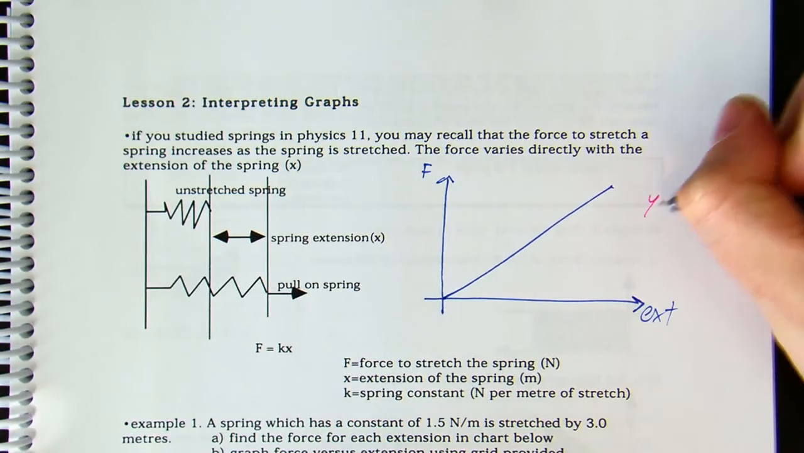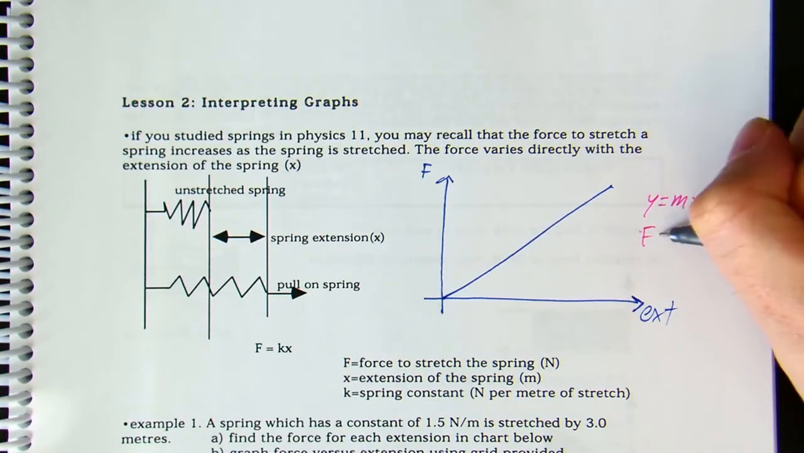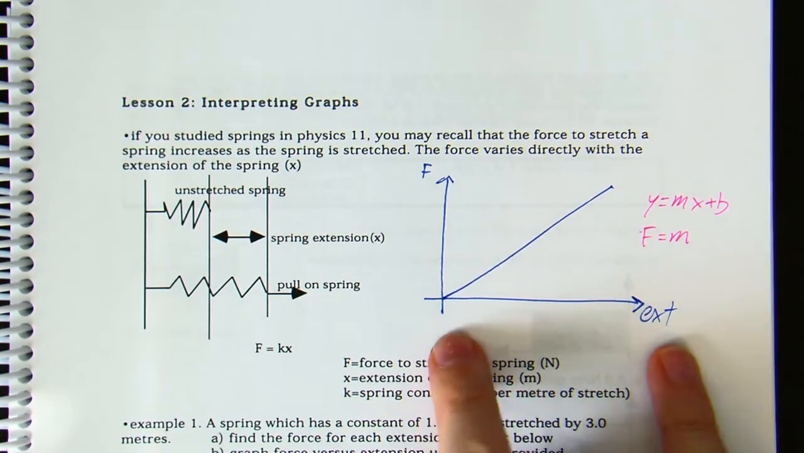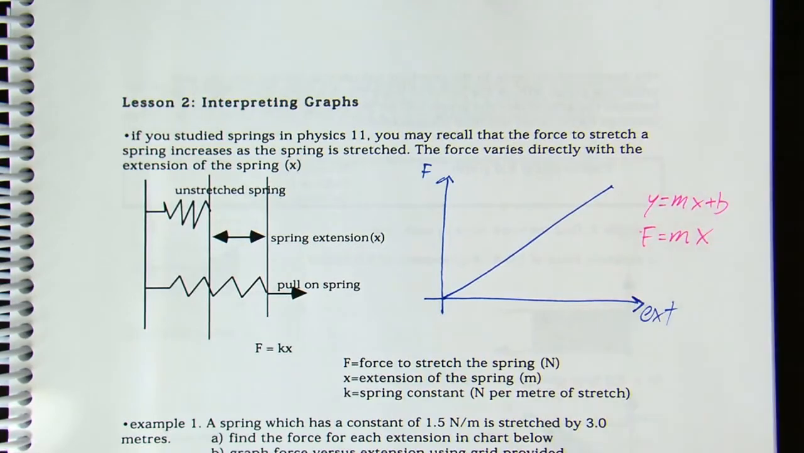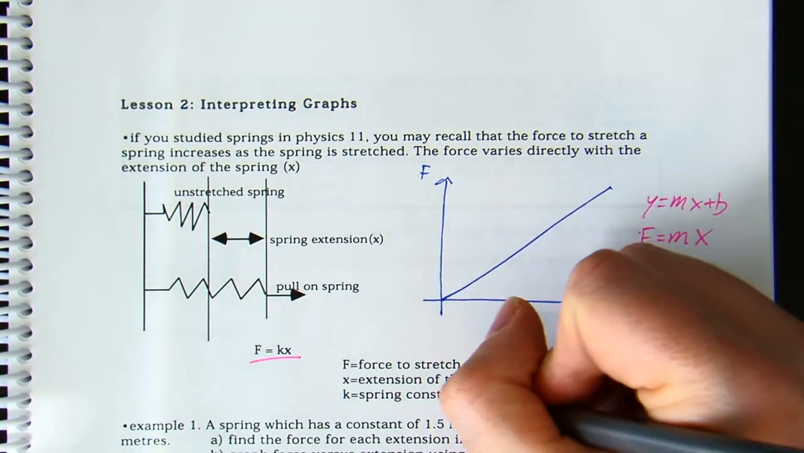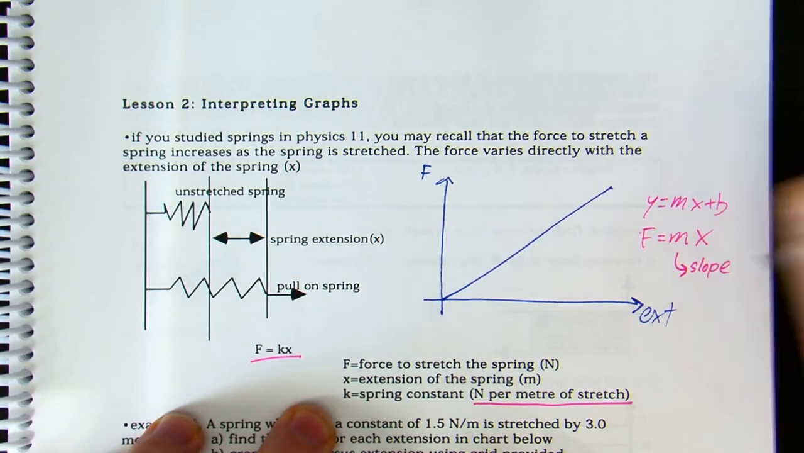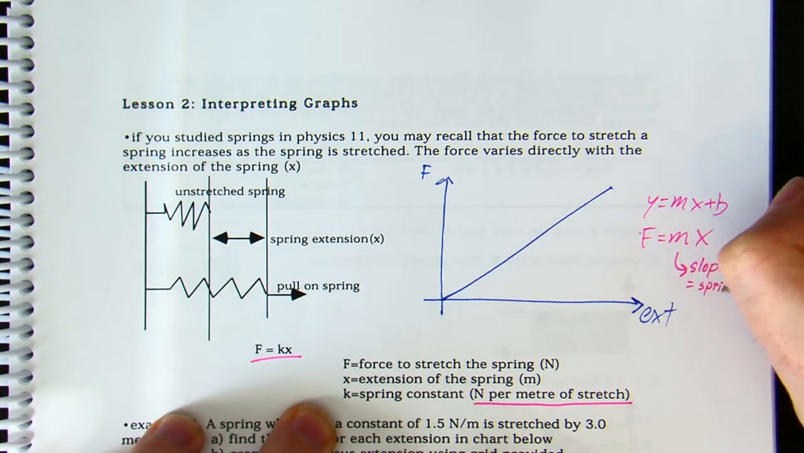So we know the equation for this graph can be given to us as y equals mx plus b. In this case, the y-axis is our force. We have our slope, and then we have our extension here, which we call x. The question is, what does this slope represent? If you looked at this back in Physics 11, you'll have seen that for a spring, the force is equal to k times x, where k is what we call the spring constant, and the units for that are newtons per meter of stretch. So the slope here is equal to the spring constant, k.